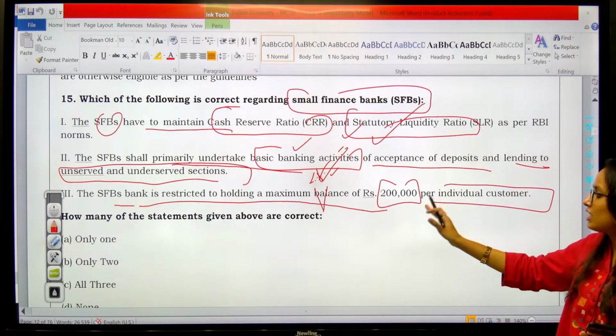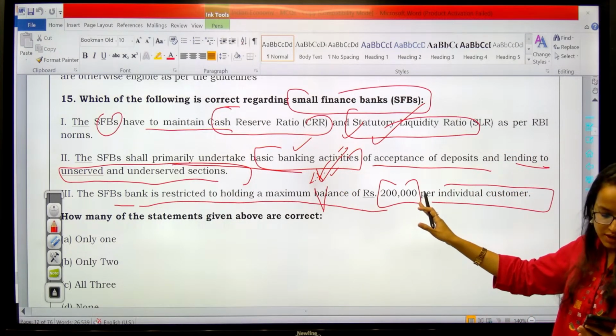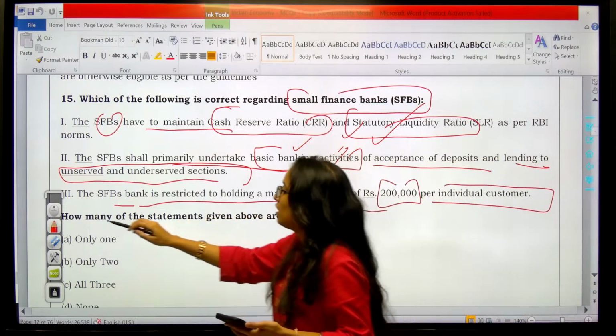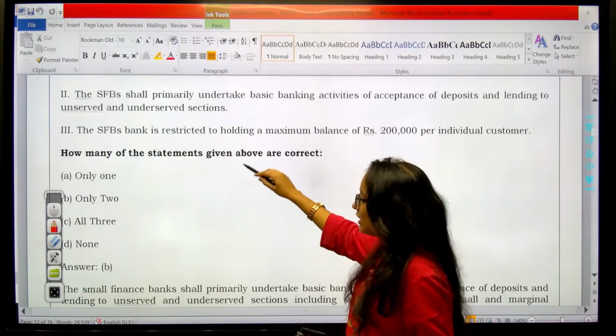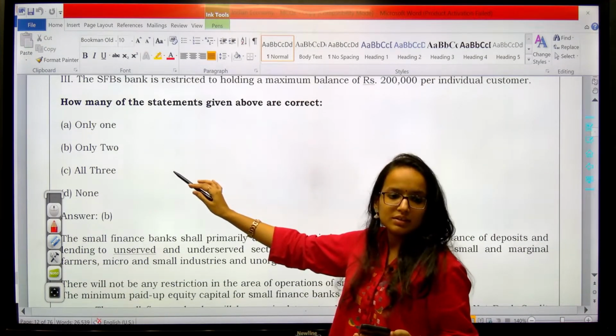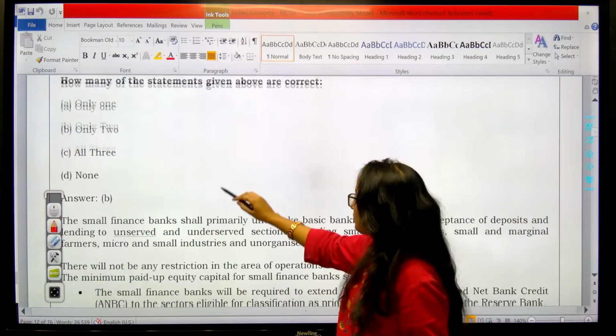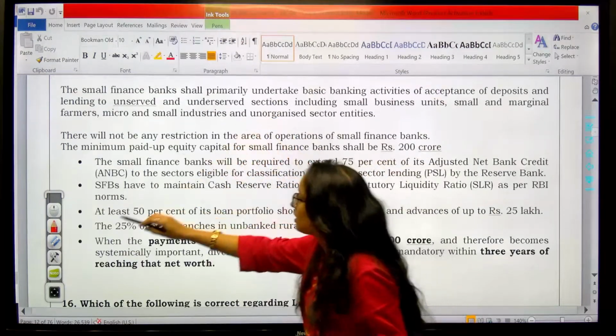There is no such limit on SFB, right? So the third statement is wrong. Hence, your B has to be the right answer. Only 2 are correct. Yes, B is the right answer. Okay, let's see quickly regarding SFBs.